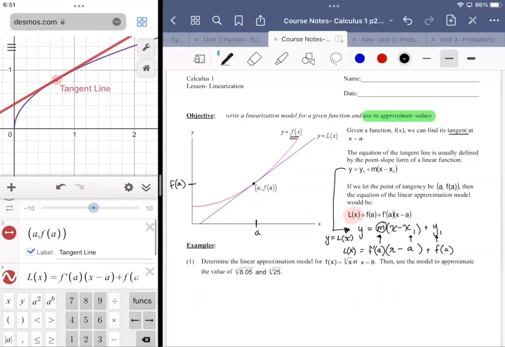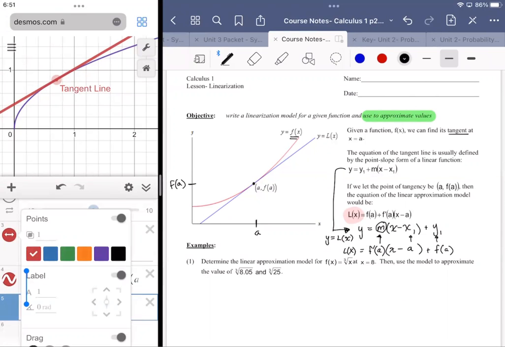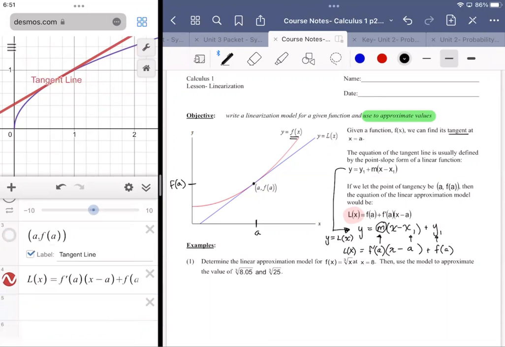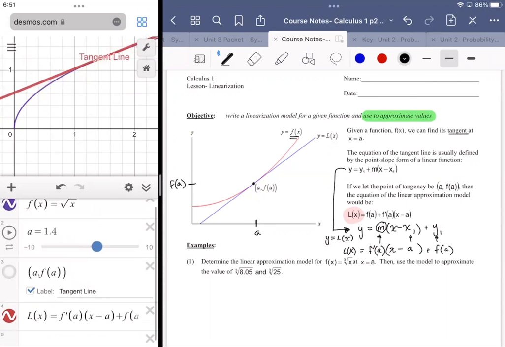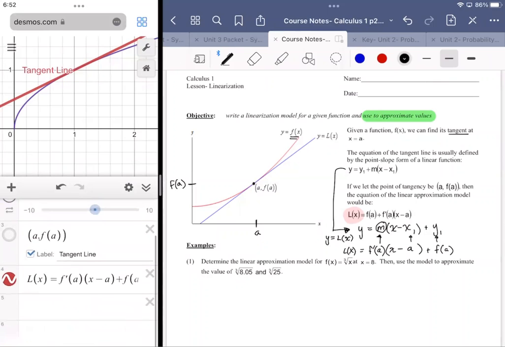And it's a tangent line. Actually, let's see here. You can hide the point and then do it like this. Looks kind of cool. Actually, even better. Maybe, yeah, that's a good place to put it. Yeah, there we go. We got that tangent line.